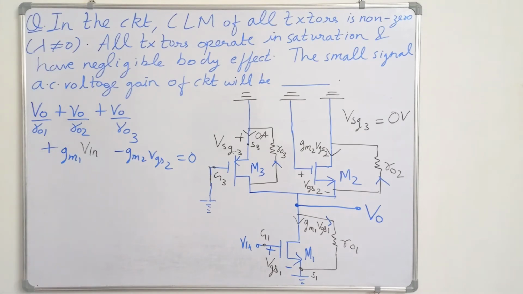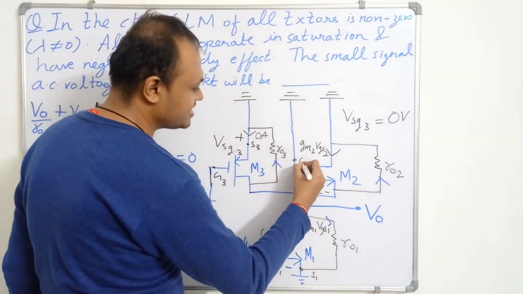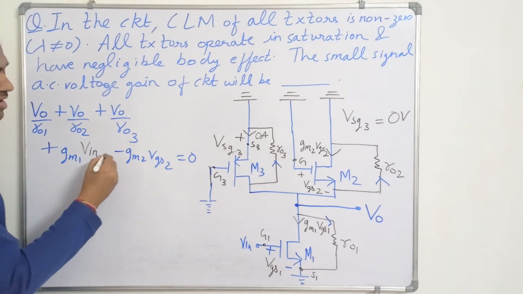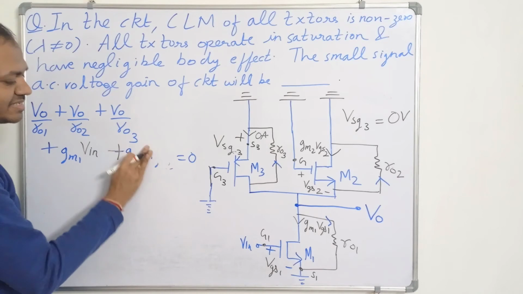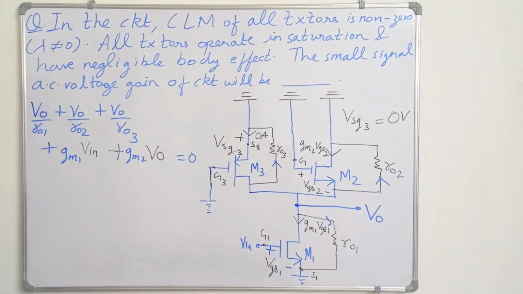The gate of the second MOSFET is connected to ground. This gate terminal is connected to ground and the source terminal is connected to V0. So VGS2 is equal to minus V0. So this will become plus V0. So we can simplify like this.